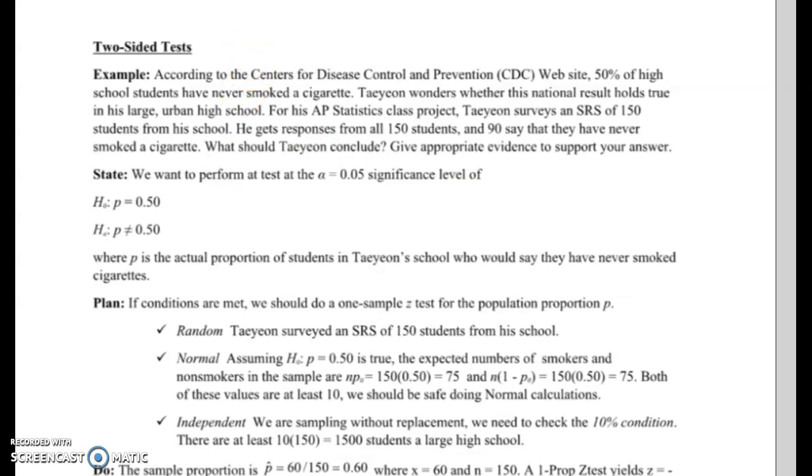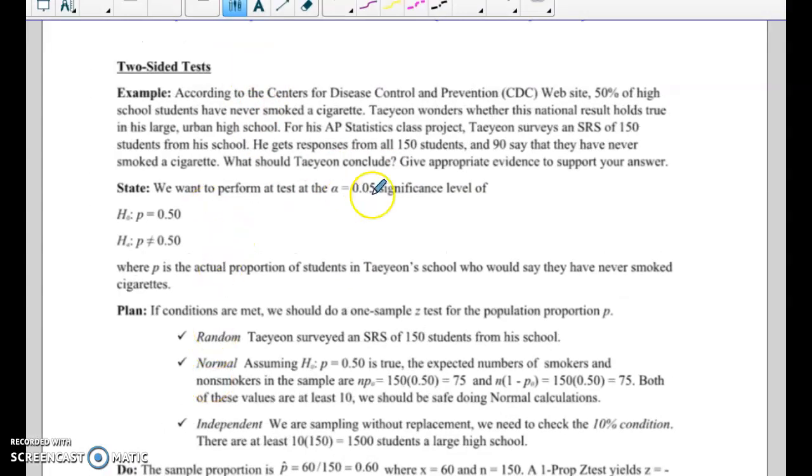Now, notice the hypotheses are a little bit different. So my hypotheses here, the null is still what it's known to be. So they say 50% is what the proportion is known to be. So the null hypothesis, p equals 0.5. Then the alternative is Taeyeon. He wonders if it holds true. Is it the same or is it different? So if you see different or anything indicating different, it's going to be a not equal to in the alternative.